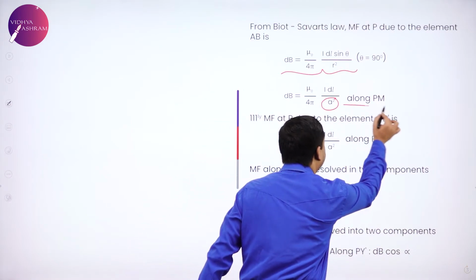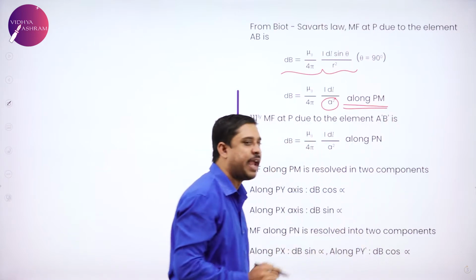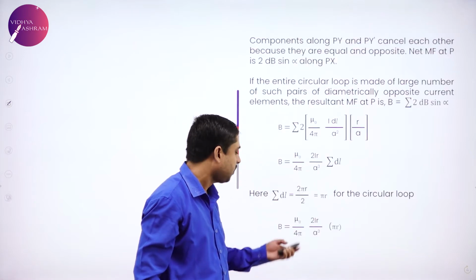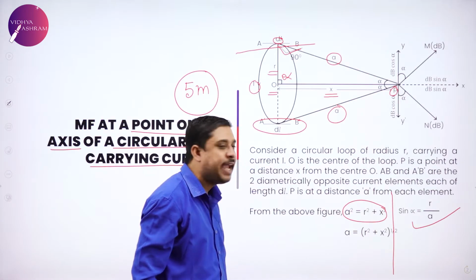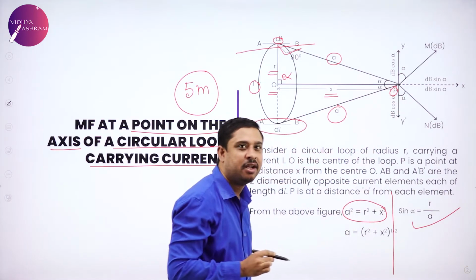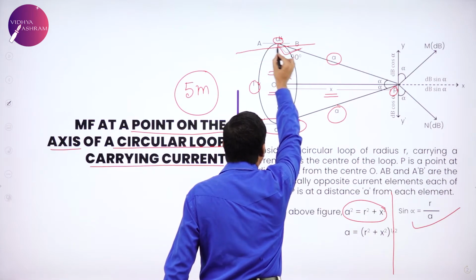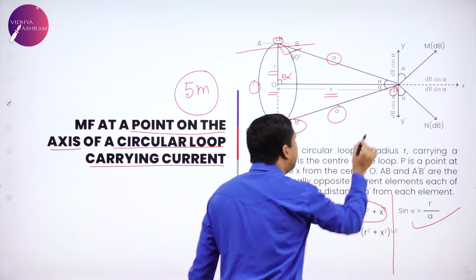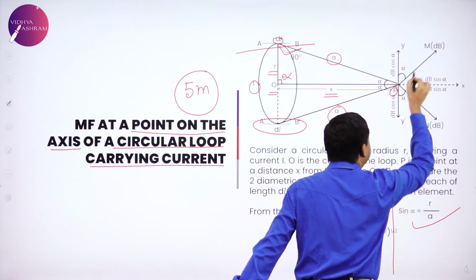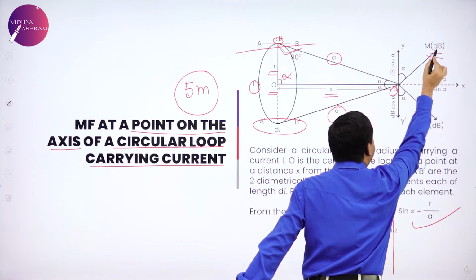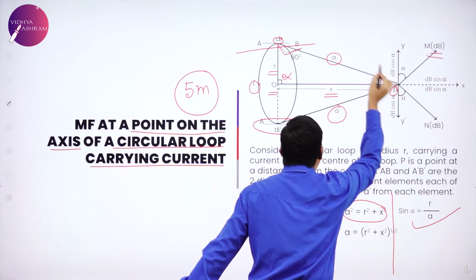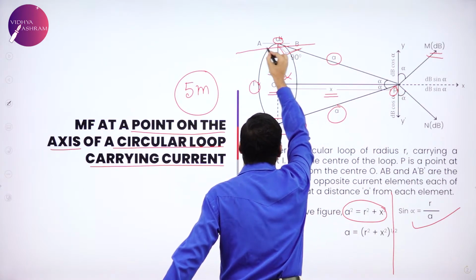And very importantly, the magnetic field is acting along PM. The magnetic field at this point P due to the element AB is acting along PM. So this is the direction of the magnetic field dB at P due to the element AB.